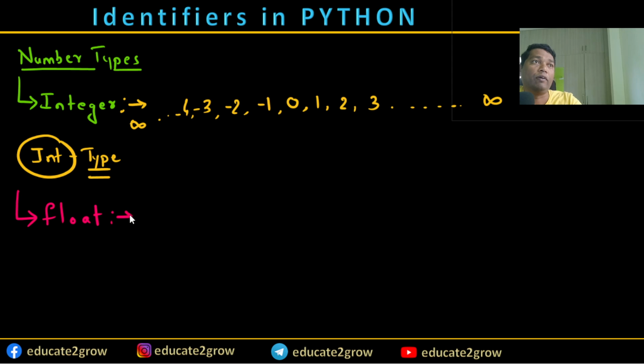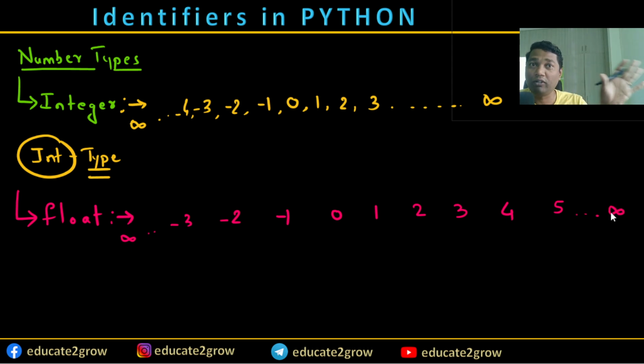Okay, in float, the numbering system is the same: 0 and 1, 2, 3, 4, 5. Here -1, -2, -3, and so on to infinity. Here also infinity. Here is the difference. This is similar to the integer, but I'm going to change this one. The float is nothing but decimals. The numbering system is represented in the decimal format.